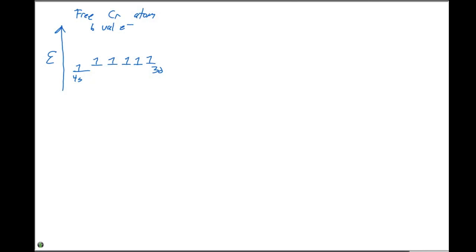The question is, when we put chromium in a complex, so let's just say I have Cr(H2O)6 3+, what happens to the energy level diagram when I look at this complex? So if we're going to compare these, what's going to happen? The first thing that we need to do is visualize the structure and then visualize how the d orbitals interact with the ligands. In this case, we have 6 ligands that are going to give us an octahedral structure.